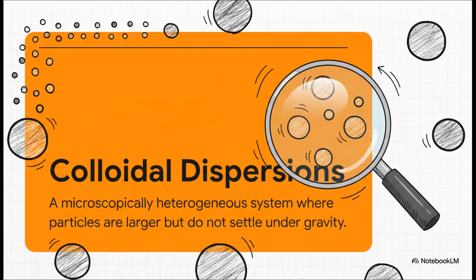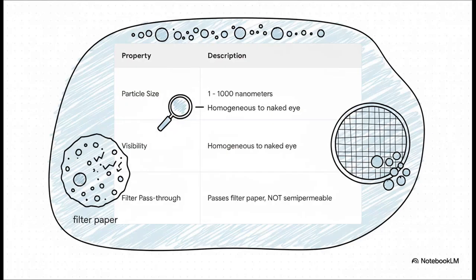All right, next, we're moving up the size ladder to colloidal dispersions. In this category, the particles are bigger. Now, the system might still look pretty uniform to your naked eye, but if you were to look at it under a microscope, you'd see it's actually a mix of tiny particles just hanging out in the medium. And this is where we see a really key difference. With particle sizes now between 1 and 1,000 nanometers, they're big enough to get blocked by a semi-permeable membrane, even though they can still sneak through an ordinary piece of filter paper. That right there is a classic defining feature of a colloid.